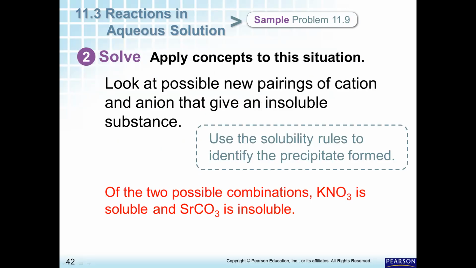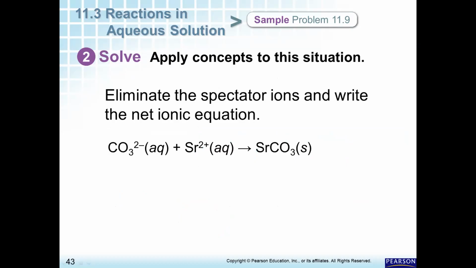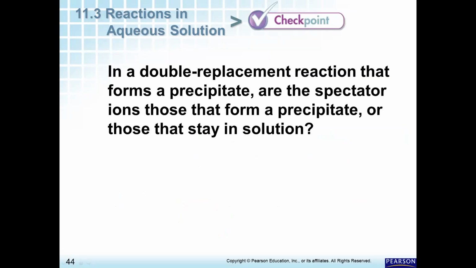This is the ionic equation, and then of the two possible combinations, strontium carbonate will be insoluble, while the potassium nitrate is going to be soluble. Eliminate the spectator ions and write the net ionic equation in this case. That's completing the same question. So it will be carbonate plus strontium to produce strontium carbonate. The others are not involved in the reaction, which are the nitrate and potassium, and will be removed. Okay.